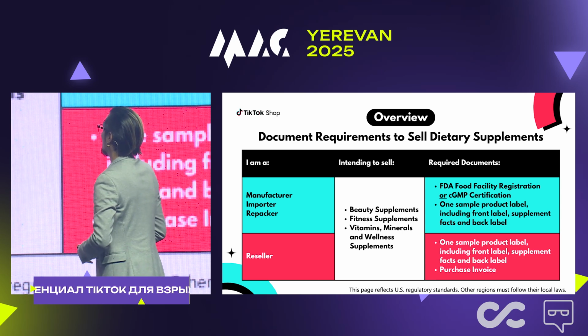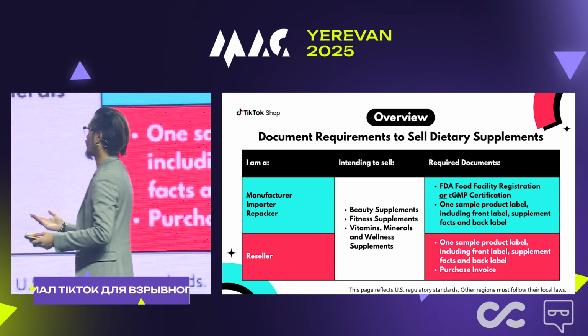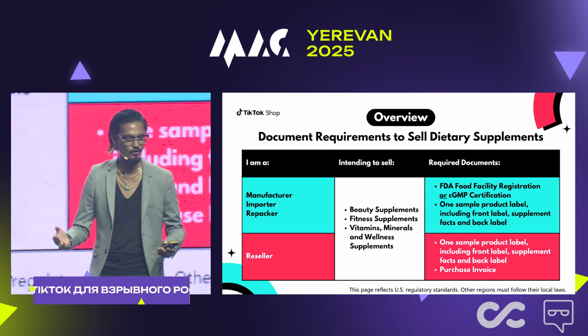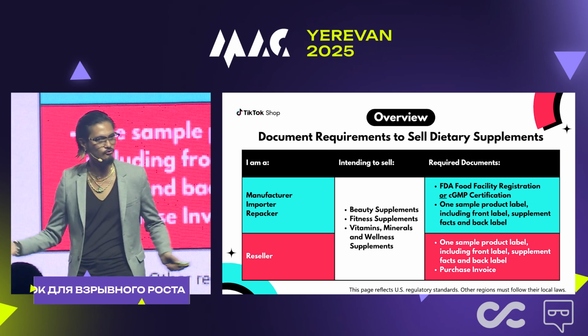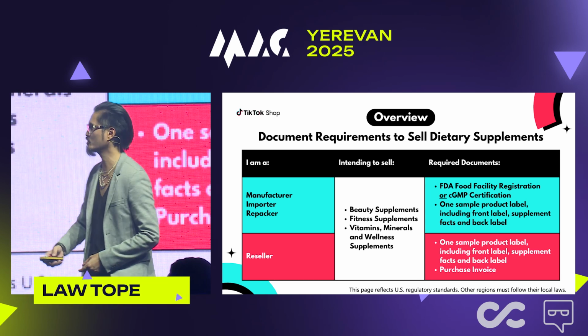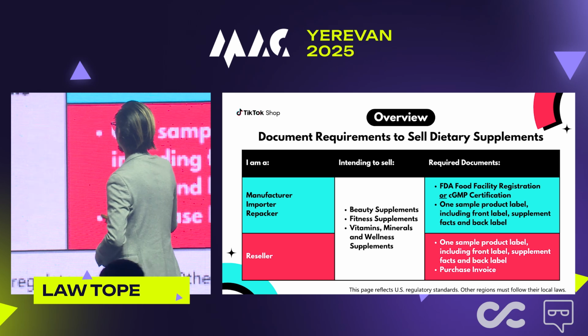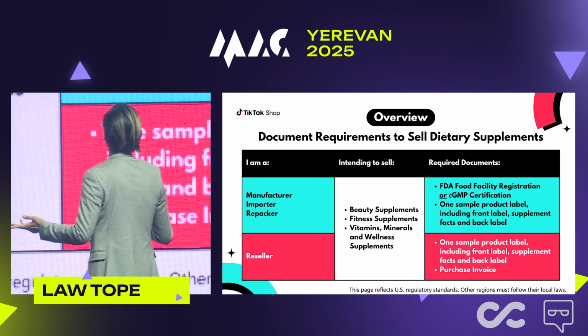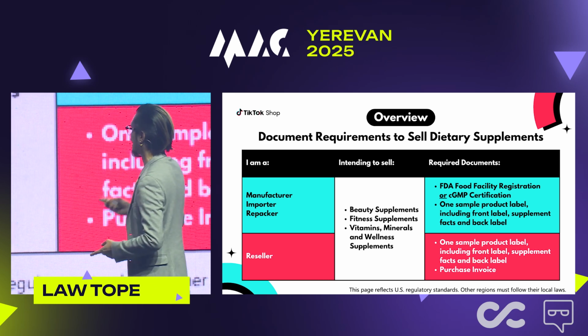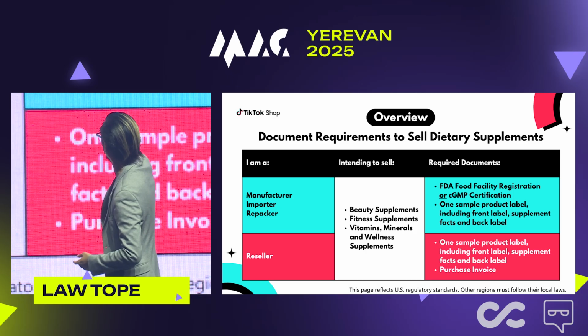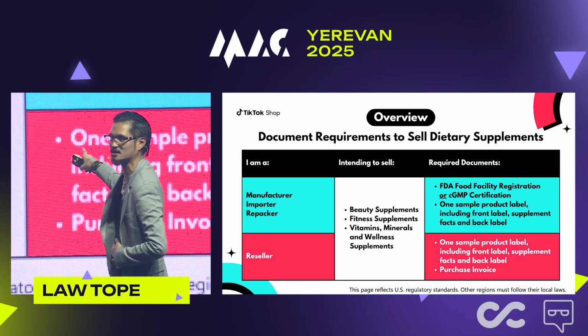They're going to ask you, hey, are you a manufacturer? Are you an importer? Are you a repacker? Are you a reseller? And then after that, what are you intending to sell? Beauty supplements, fitness supplements, vitamins, minerals, or wellness. And then they're going to ask you for the documents. These are the main documents if you want to sell in the US.